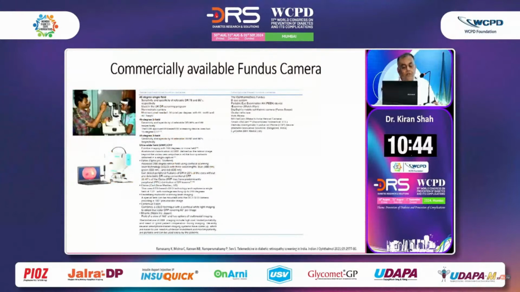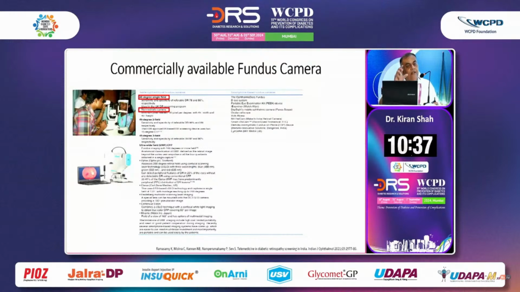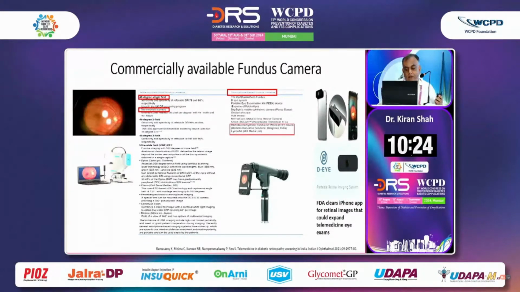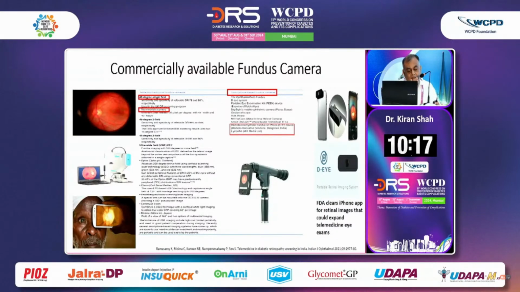Commercially available fundus cameras: I think many of us are using these fundus tabletop cameras, which are non-mydriatic, 45-degree single field, which means they show you the optic disc and the macula. People have also started using fundus over phone, that is, smartphone-based cameras, and these are the ones available, including the DI and the Remidio one, which is the mobile on the fundus. People have also started out-of-the-box thinking, practically using the mobile phone to screen for diabetic retinopathy.